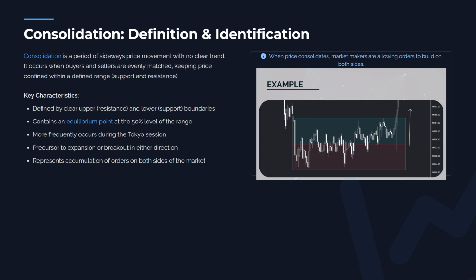Now, here's what's really happening behind the scenes. The big institutions are building up their positions. They're accumulating large amounts of currency or stocks, but they have to do it carefully. If they tried to buy or sell everything at once, they would move the price too much and hurt their own profits. So instead, they spread their buying and selling over time, creating this sideways movement. It's like filling up a gas tank. You can't do it all at once, so you add a little bit at a time.